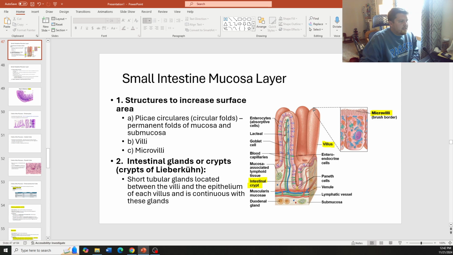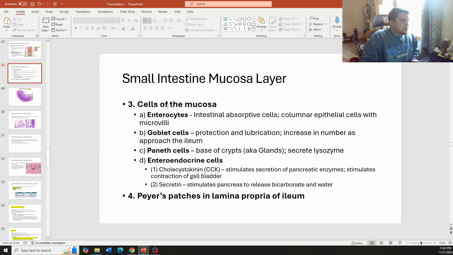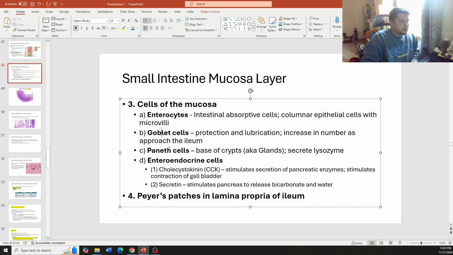We also have these intestinal glands, also called crypts, or crypts of Lieberkühn, between the villi, and they're going to contain some stuff in there that we're going to talk about again in a little bit. Some of the cells of the mucosa: I have specific slides for all of these. So enterocytes, goblet cells, Paneth cells, and enteroendocrine cells.